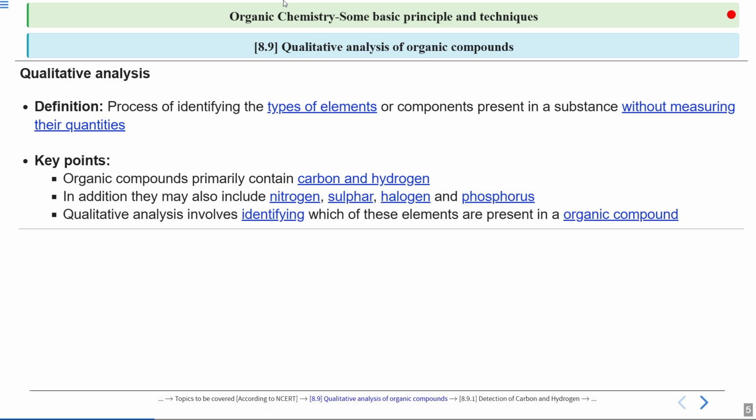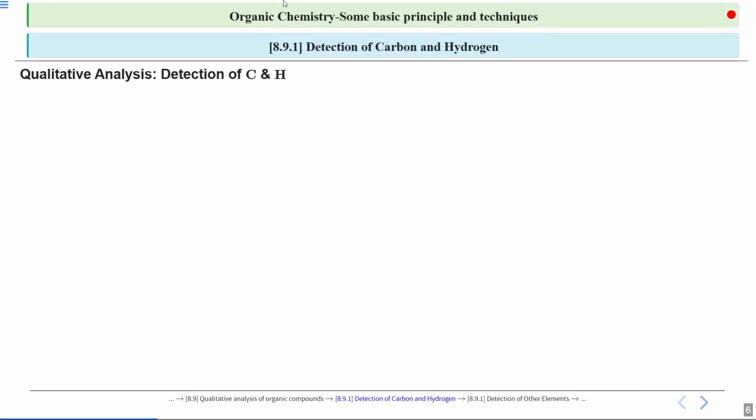Qualitative analysis involves identifying these elements present in an organic compound. This step is very crucial because it helps us understand the compound's potential behavior and interactions. It is like piecing together a puzzle to see the bigger picture. Here your bigger picture is the organic compound and your pieces are atoms. So, starting with the detection of carbon and hydrogen.